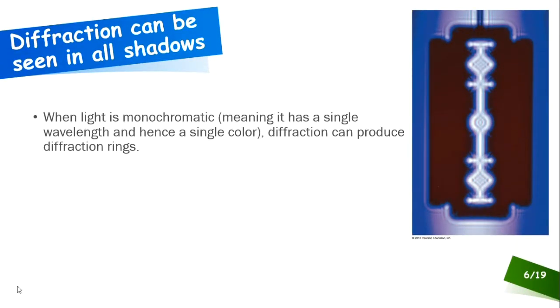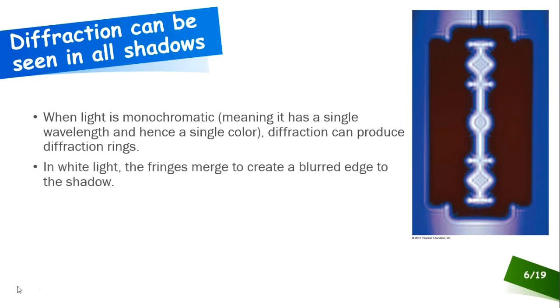We can see diffraction in all sorts of different shadows. If you have a light that has only one color in it, so it all has the same wavelength, it's not white light that's got everything in it, it's just one color, one wavelength, you can put that through a diffraction grating, a very small slit, and you get a diffraction pattern of actual rings called diffraction rings. Now when you use white light instead of monochromatic light, the fringes merge to create the blurred edges of our shadow.